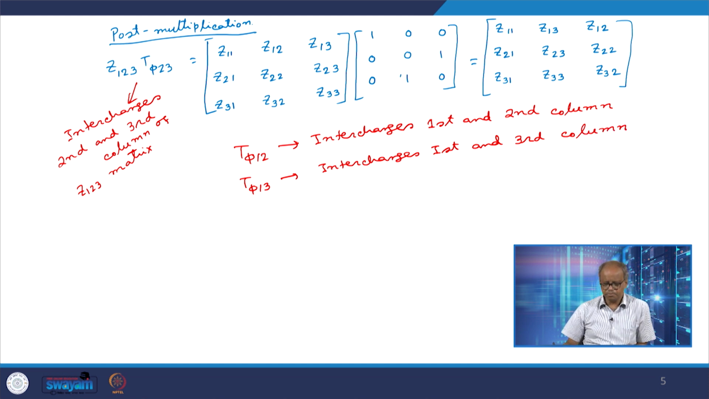So these are the basic properties of these twisting matrices. We will apply these basic properties of these twisting matrices for the analysis of our transmission line in the next lecture, followed by one example. Thank you.